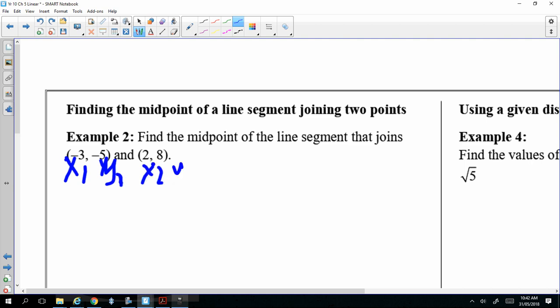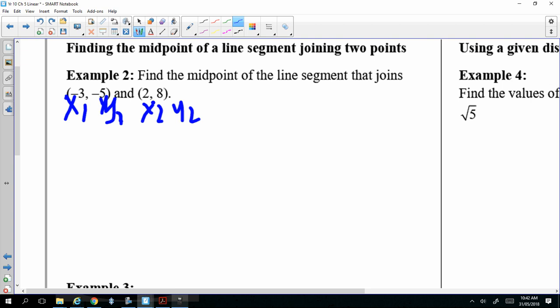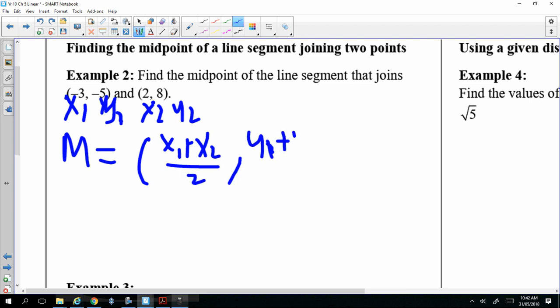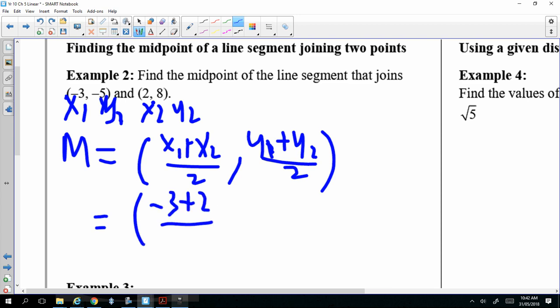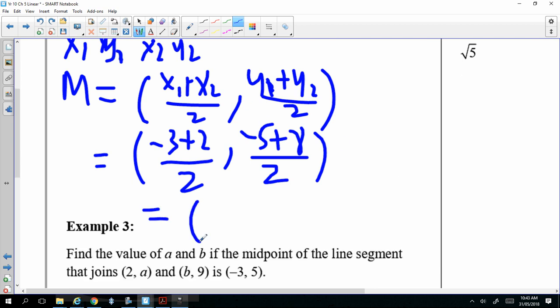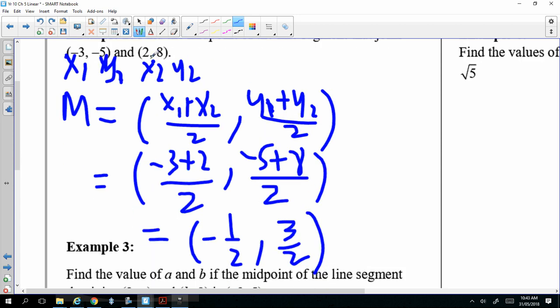Okay, so what you do is the midpoint is x1 plus x2 over 2, comma, y1 plus y2 over 2, which you get negative 3 plus 2 over 2, comma, negative 5 plus 8 over 2. Okay, so negative 5 plus 8, the y1 plus y2, this one here. And then simplify your answer, you get negative half, comma 3 over 2. That's the middle of these 2 points. Okay, good. Alright, the next one is a little bit harder where you have to do some algebra.